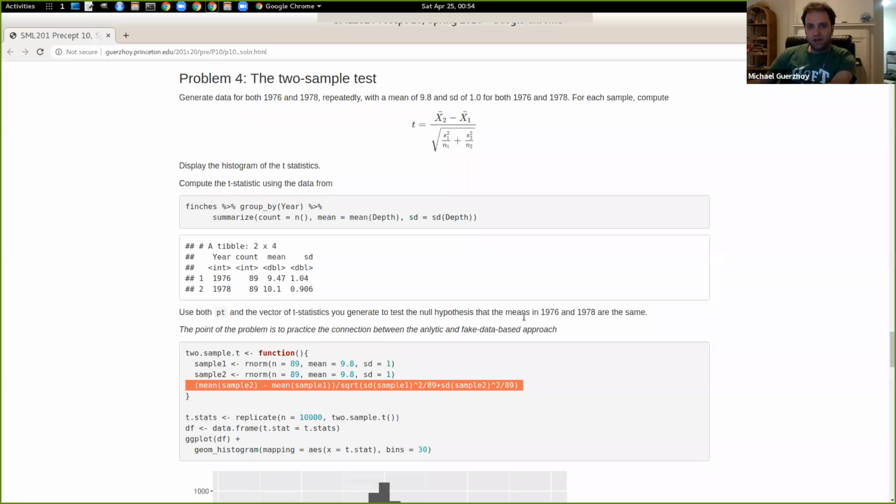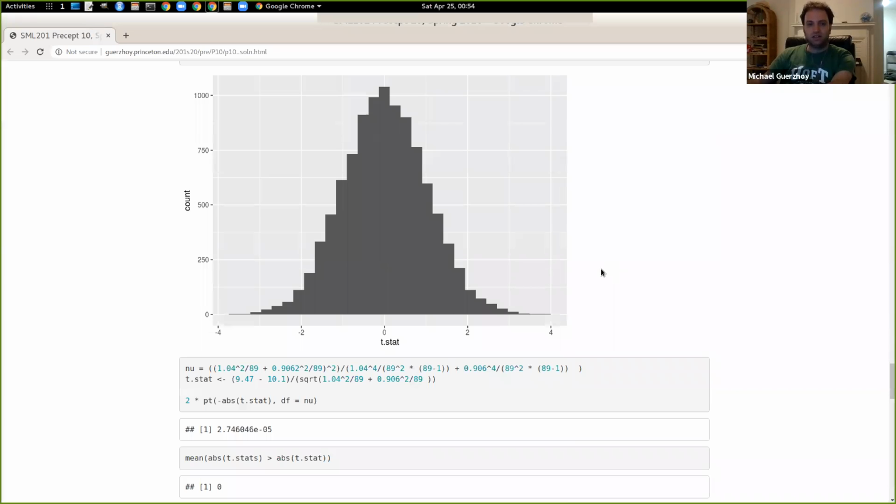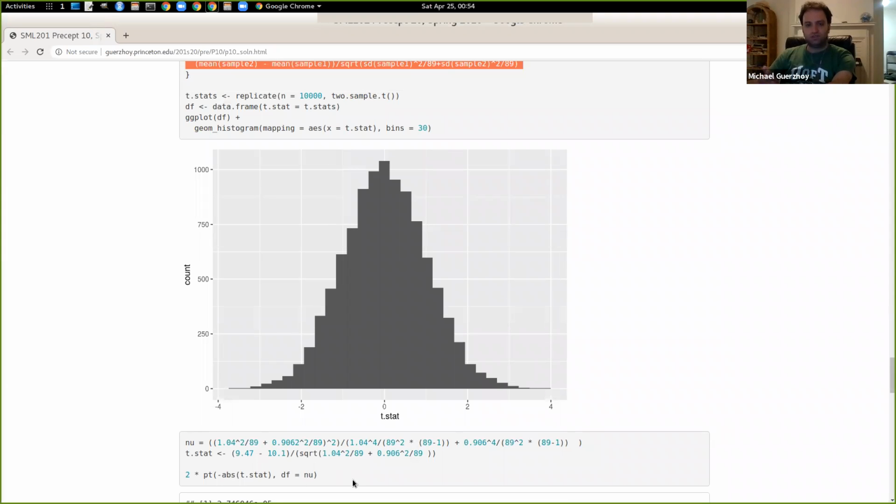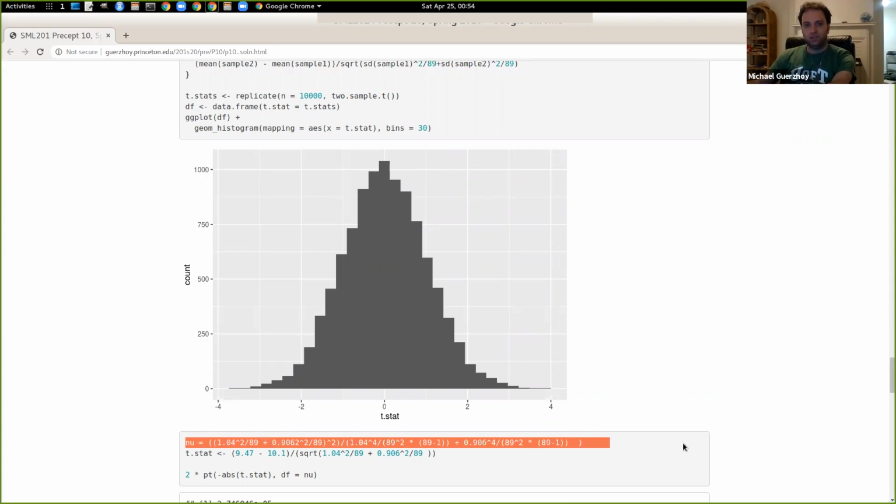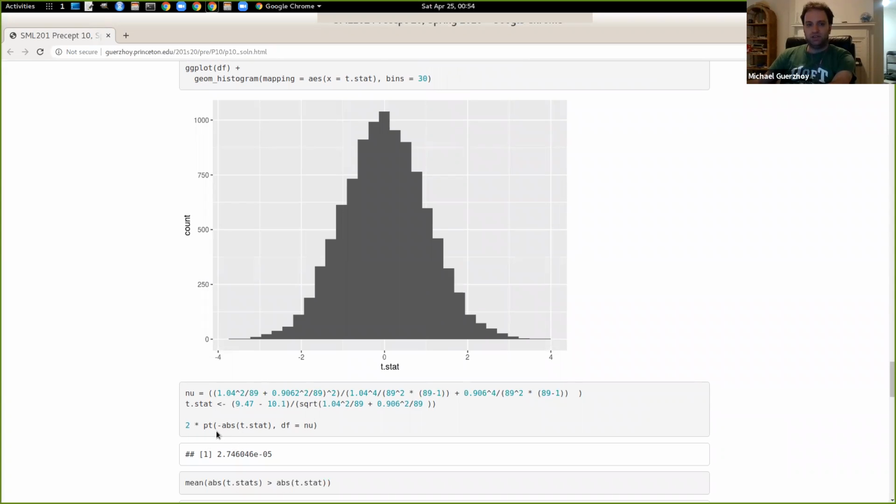We want to test the hypothesis that the means in 1976 and 1978 are the same. This is just straight from lecture, right? You compute the nu using all the information that you have from the data, which is the means and the standard deviations of the sample. Then you ask, what's the probability of observing something smaller than the negative version of this or greater than the positive version of this? So we just do it with 2 times pt of minus the t. That's the negative version, so whatever the t is, it's whatever is to the right here or to the left here.